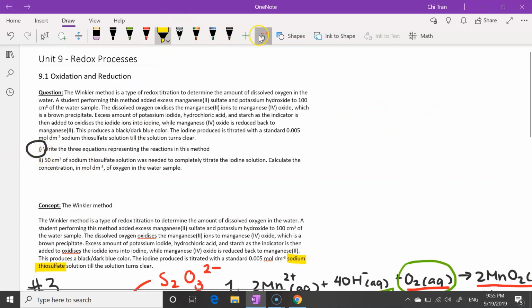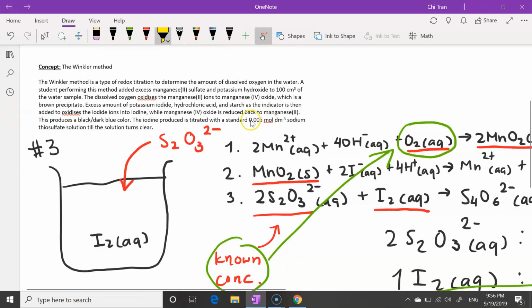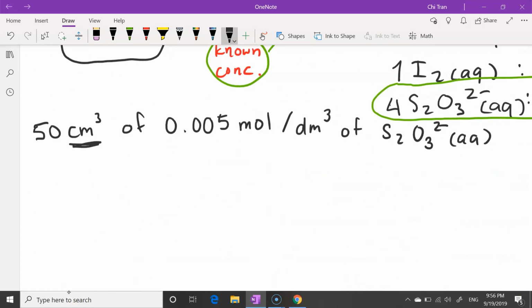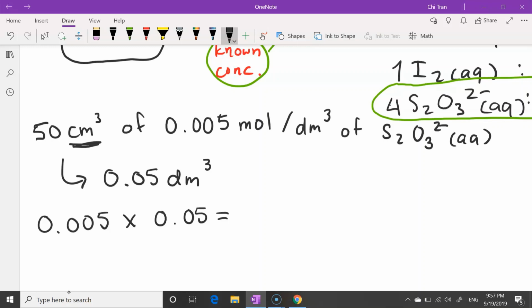Going back to our question, we know that there's 50 cm3 of sodium thiosulfate solution with a concentration of 0.005 mol per dm3. Starting out with what we know, we first need to change our unit from cm3 to dm3, and we would get 0.05 dm3. We need to find the number of moles to be able to use a molar ratio, so we take the concentration times the volume to get our number of moles, which is 2.5 x 10^-4.